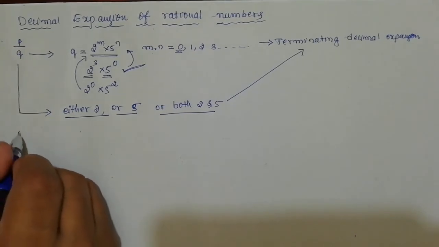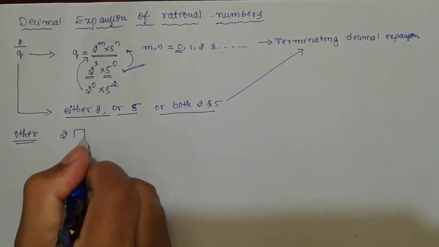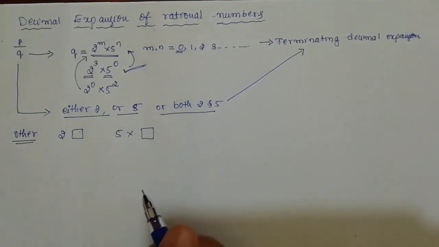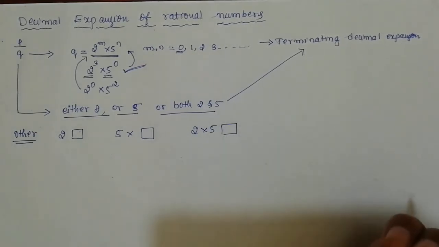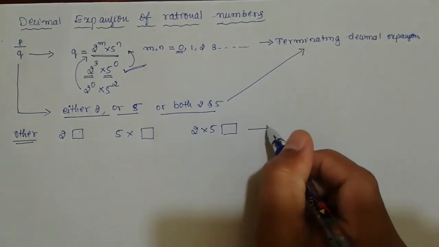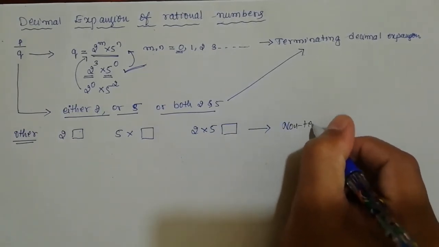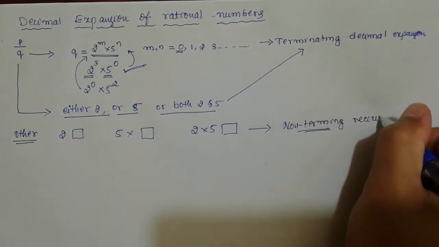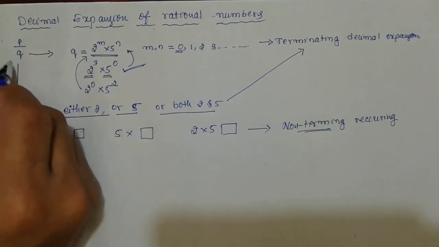In all other cases, meaning 2 along with any number other than 5, or 5 along with any number other than 2, and 2 and 5 along with other numbers, like 3, 7, 11, prime numbers, in all these cases the decimal expansion of that number will become non-terminating recurring. Remember this one, this is the main concept in this topic, and you can decide it just by the prime factorization of the denominator.